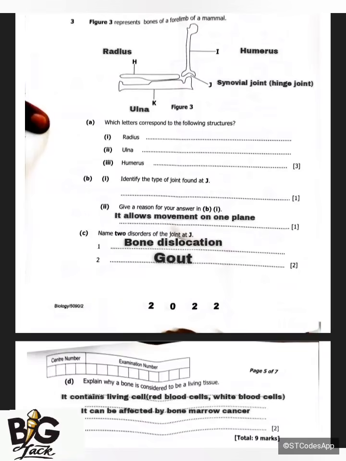Before I move on to question 4, let me repeat. A bone is considered to be a living tissue because it contains living cells. Those living cells are the red blood cells, white blood cells, platelets, and so on. Apart from that one, it contains blood vessels, the arteries and those things. Apart from that one, a bone is considered to be a living tissue because it can be affected by bone marrow cancer, which affects the bone marrow.